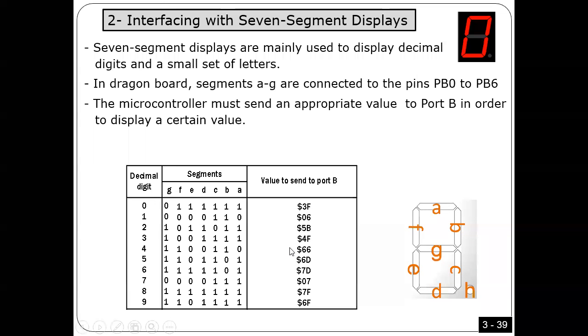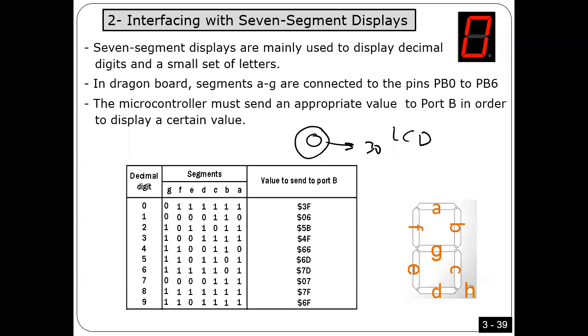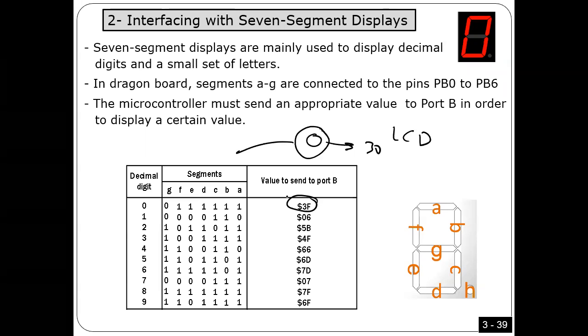It looks like ASCII code, right? Exactly like ASCII code. If I want to display 0 on the LCD, I have to convert this 0 to ASCII, which is 30. Same thing here: if I want to display 0 on the 7 segment, I have to convert it to 3F, because 3F is going to display 0. Almost the same thing.